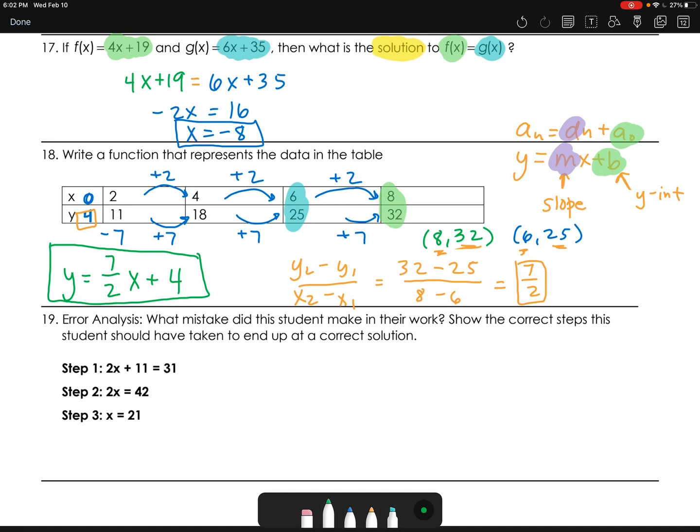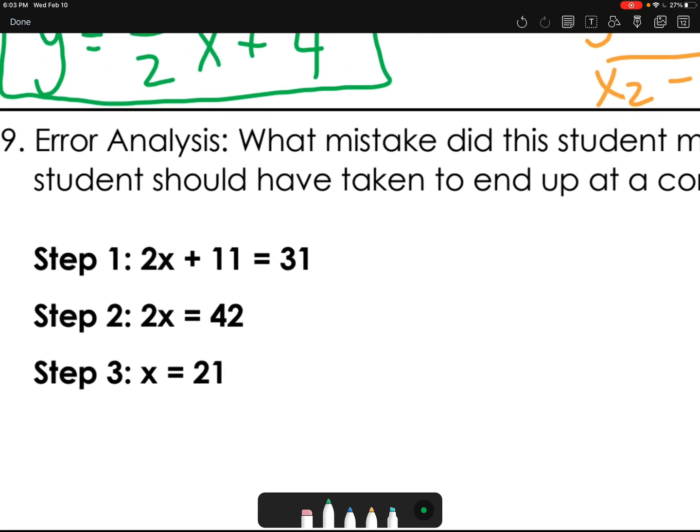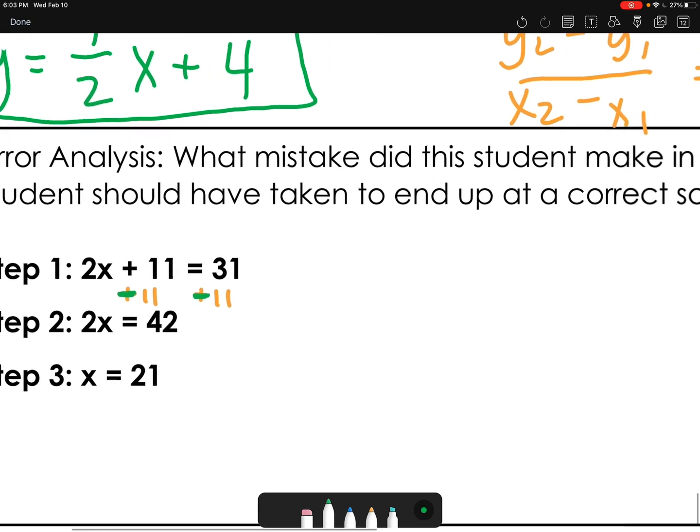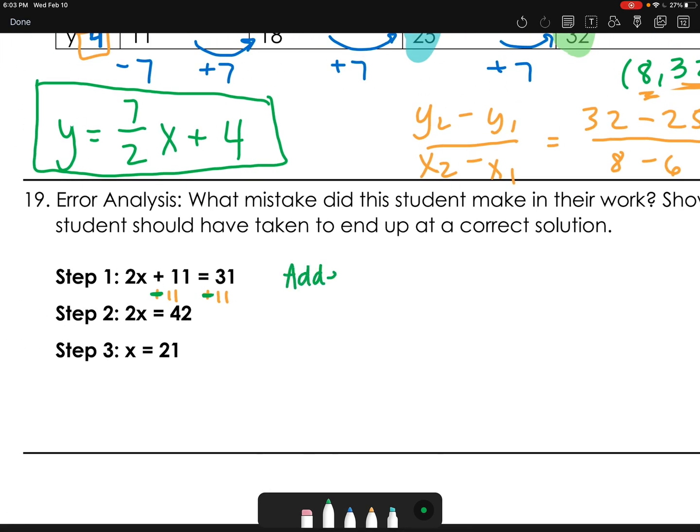Number 19, error analysis. What mistake did the student make in their work? Show the correct steps the student should have taken at the end and end up with the correct solution. Okay, so it looks like they started with an equation. Oh, and then it looks like they added 11 to both sides. What should they have done in this problem? They should have subtracted 11 from both sides, because if they added 11, they're not going to cancel out these terms right here. And so that's the mistake they made. Added 11 instead of subtracted 11.